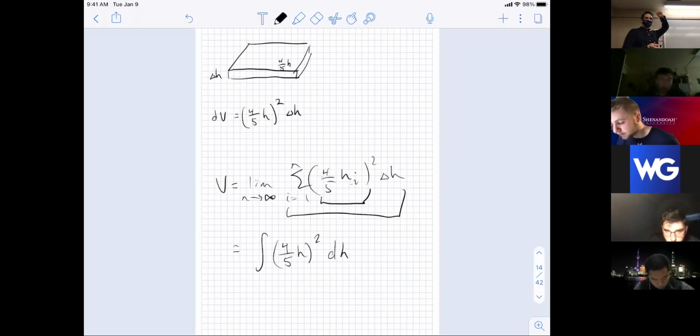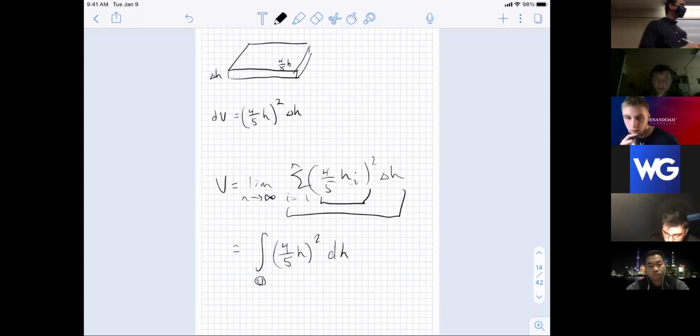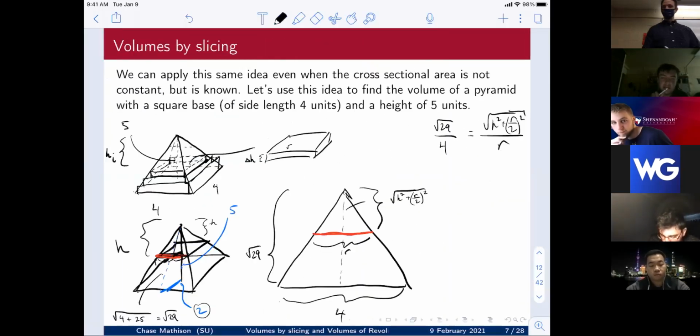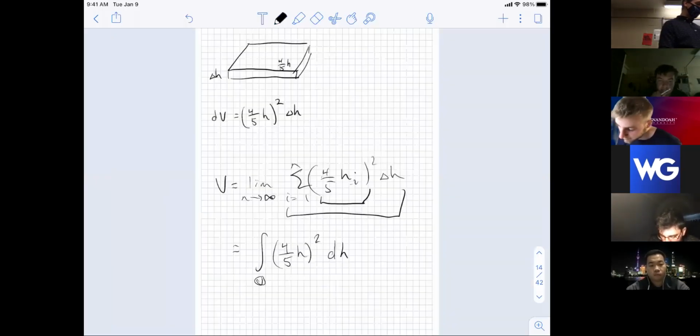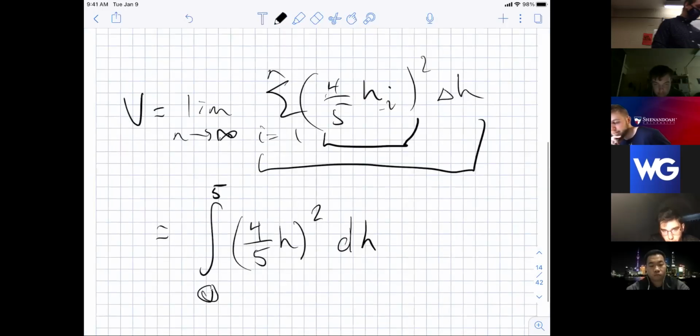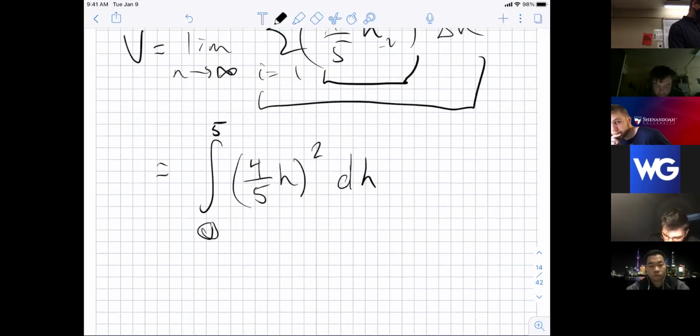What does the bottom correspond to? H equals... Would it be 5 for the height? 5. Exactly right. H is 5, the height. H equals 5. Very good. And so we can evaluate this integral.